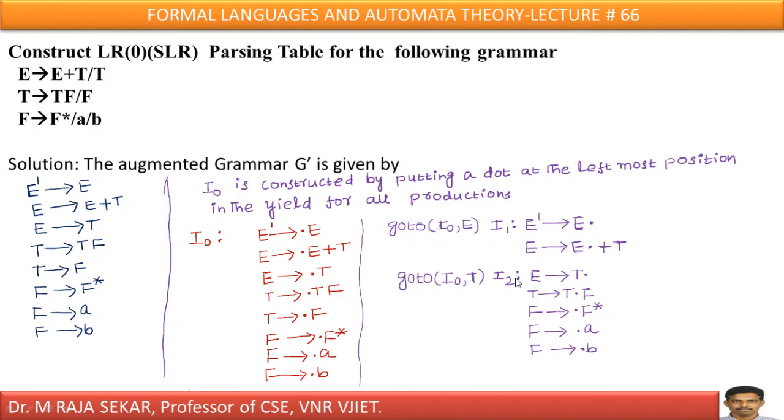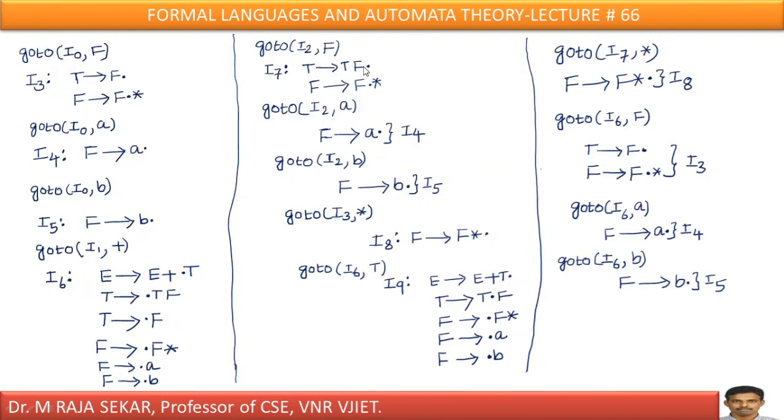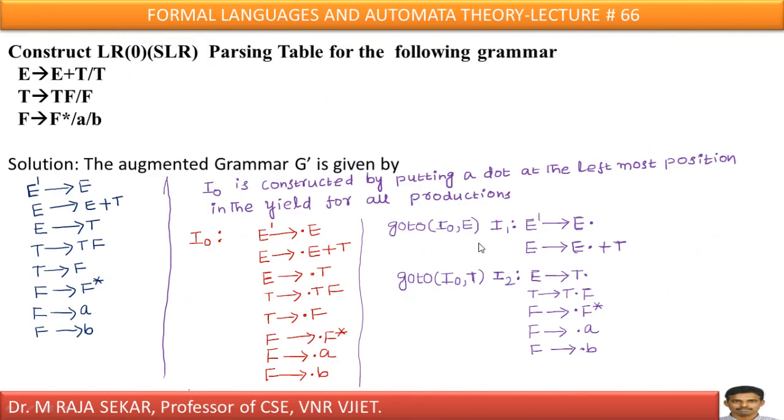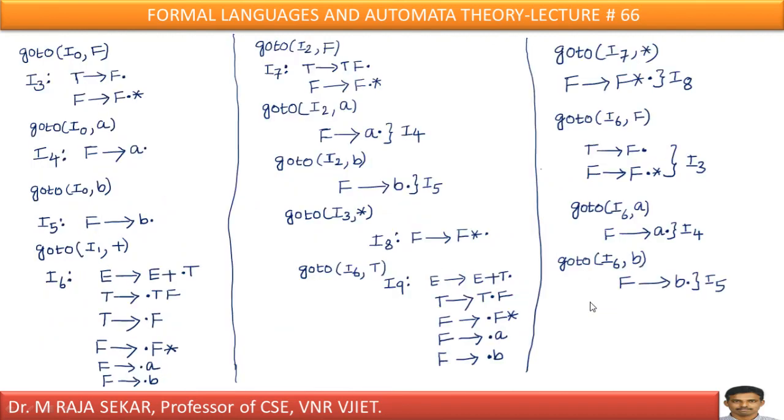In a similar manner, I must consider I2 comma F. I2 comma F means what? T goes to TF dot. Just check from the previous slide. F means what? T goes to TF dot. This dot must be moved to the right-hand side of the F. I2 comma F. Again, I must move this dot to the right side. F dot star.